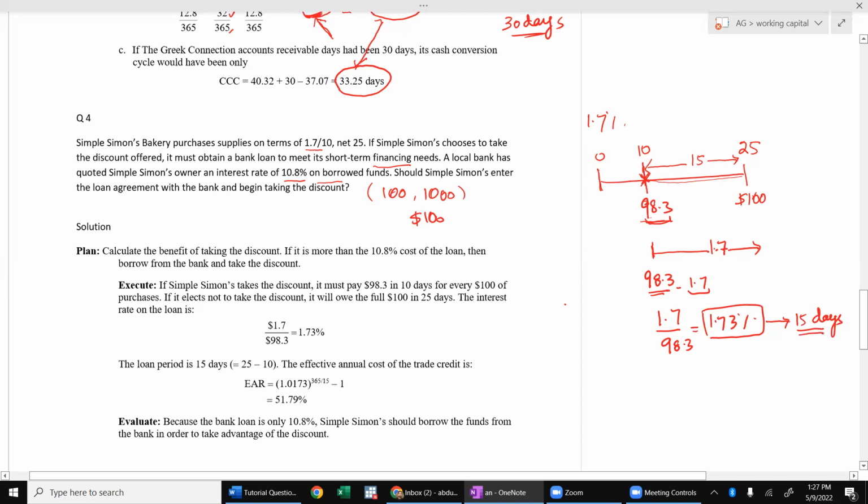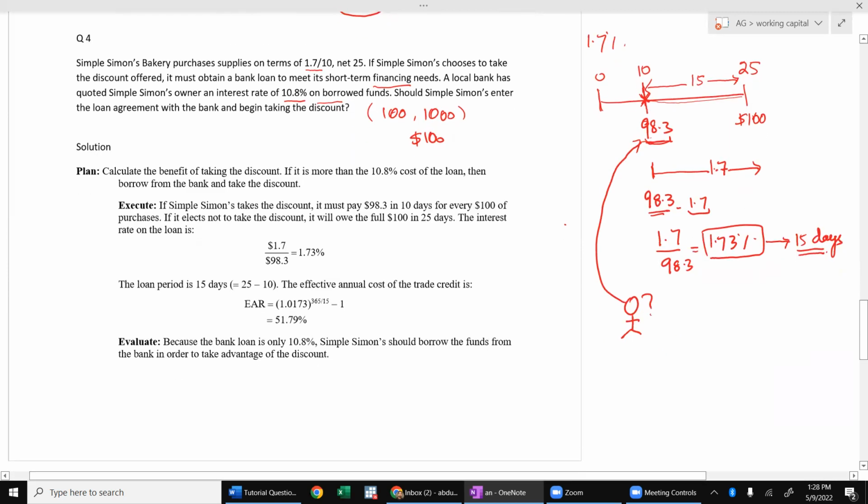15 days. Okay, so now this is the return for 15 days. Since you are evaluating your choice, you are thinking whether you should pay 98.3 or use 98.3 for the remaining 15 days. So let's say you have thought to pay. How would you pay?